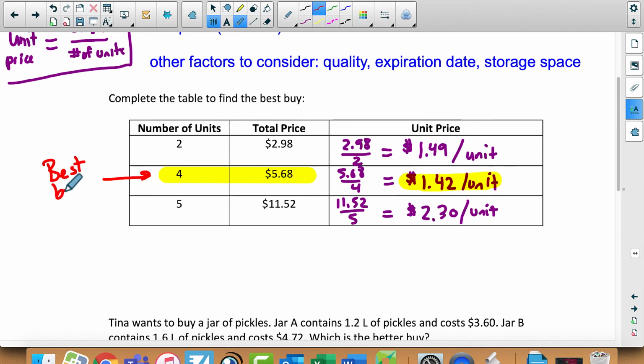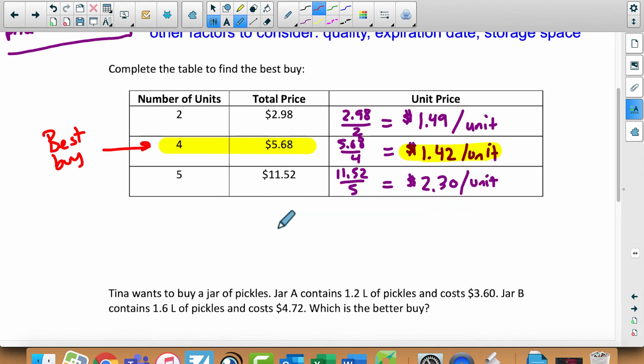I don't know what's going on with this last one. It's pretty expensive. It must be super quality, organic or something. I don't know what the item is at all.